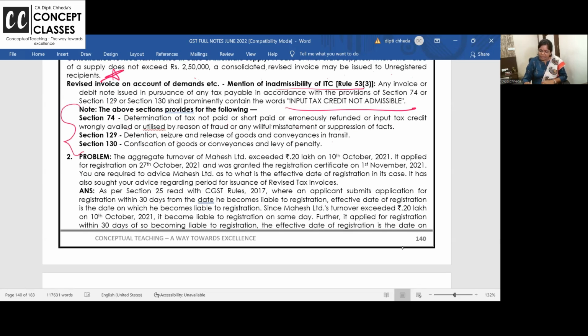Aggregate turnover of Mahesh Limited exceeds 20 lakhs on 10th October. This is as good as a nice problem. It applied for registration on 27th October, that is within 30 days, and registration is granted on 1st November. You are required to advise Mahesh as to what is the effective date of registration: 10th October. Within 30 days, if you apply, then 10th October. Also, for the period from 10th October to 1st November, you have to issue a revised tax invoice.